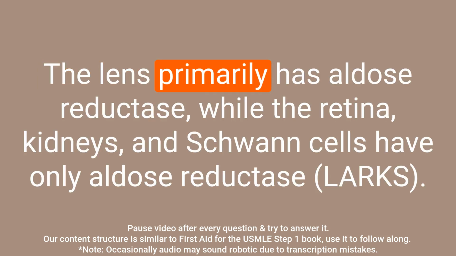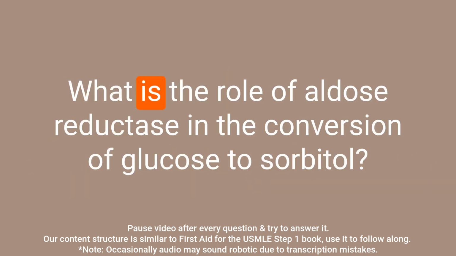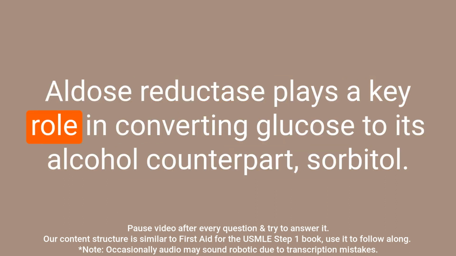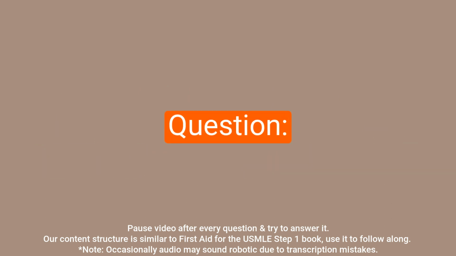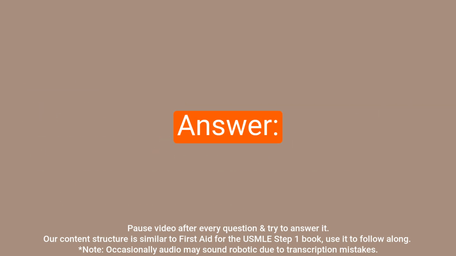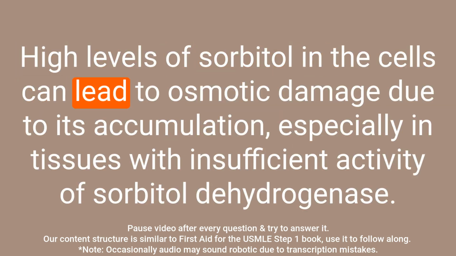Answer: the lens primarily has aldose reductase, while the retina, kidneys, and Schwann cells have only aldose reductase. Question: what is the role of aldose reductase in the conversion of glucose to sorbitol? Answer: aldose reductase plays a key role in converting glucose to its alcohol counterpart, sorbitol. Question: what is the significance of high levels of sorbitol in the cells? Answer: high levels of sorbitol in the cells can lead to osmotic damage due to its accumulation, especially in tissues with insufficient activity of sorbitol dehydrogenase.